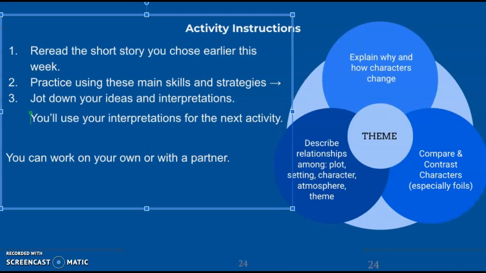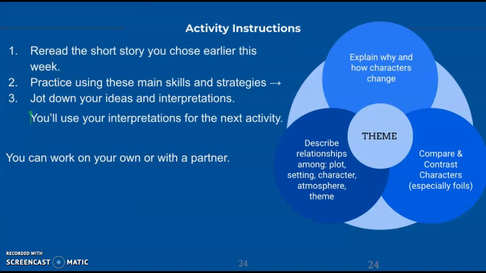So your activity for this lesson is basically to redo what you did with the lamp at noon with the short story that you chose to study earlier this week or today. So practice using these three main skills and strategies to jot down your ideas and your interpretations about that text. You're going to use these interpretations for the next activity, which is developing your ideas. So make sure that you write them down. You can work on your own or with a partner.